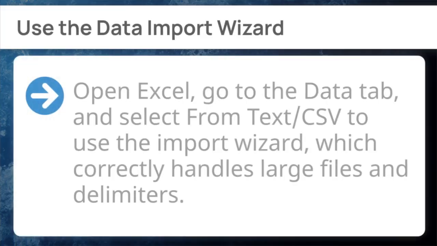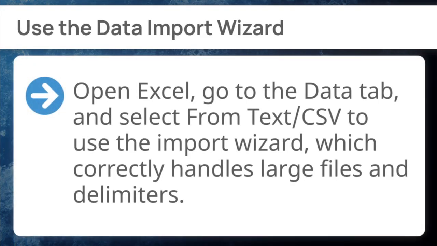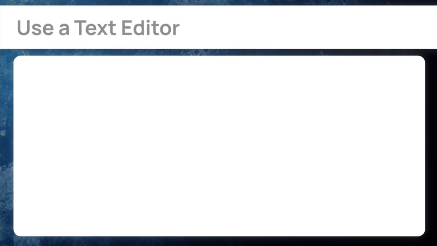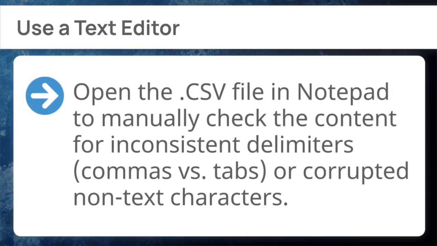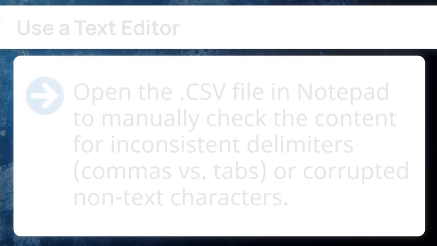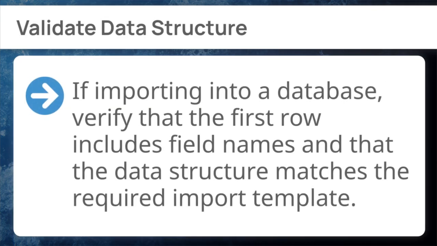First, use the Data Import Wizard. Open Excel, go to the Data tab, and select From Text/CSV to use the Import Wizard, which correctly handles large files and delimiters. Next, use a text editor. Open the CSV file in Notepad to manually check the content for inconsistent delimiters, commas versus tabs, or corrupted non-text characters.